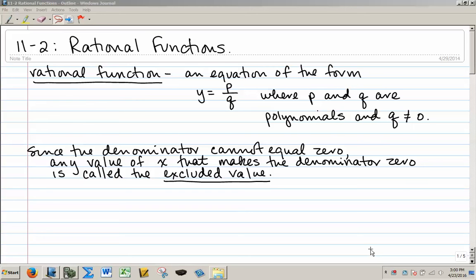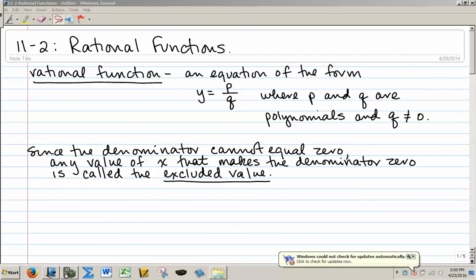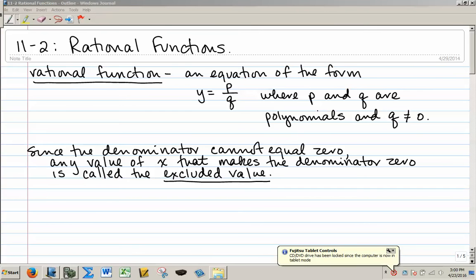Section 11.2 is on rational functions. A rational function is an equation that has the form y equals p over q, where p and q are polynomials and q is not equal to 0. In other words, it's basically a fraction. You'll have a polynomial on the top and a polynomial on the bottom, and the bottom cannot equal 0.